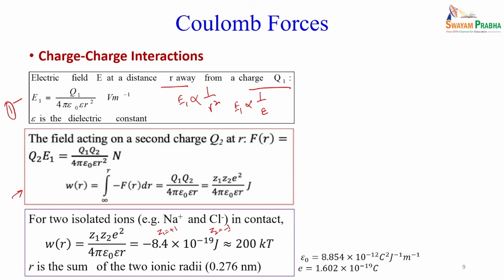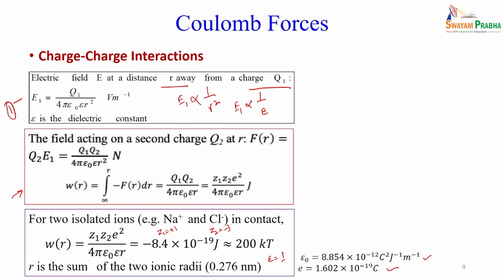If it is calcium, then z1 will be plus 2. So, here if you put e electron charge 1.602 into 10 to the power minus 19 and epsilon naught is this. Here we are considering the vacuum. Vacuum means epsilon is equal to 1. So, it is coming out to be 8.4 into 10 to the power minus 19 joule.